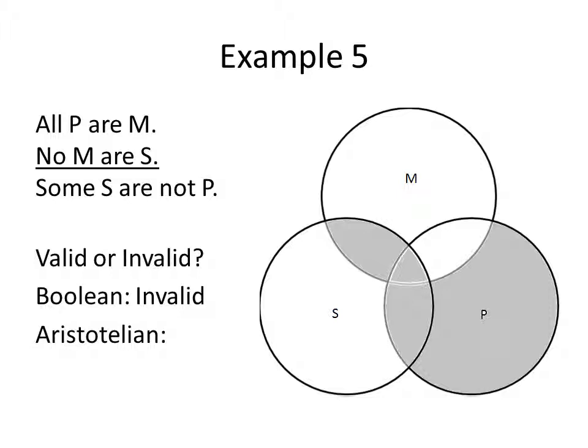Suppose that S was pandas. At least for the time being, there are pandas, so this would be valid. Suppose that S were dodo birds. They're extinct. Thanks, ancestors. Anyway, there are none of those, so in this case, it would be invalid.